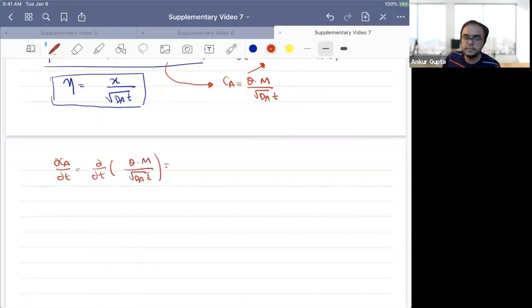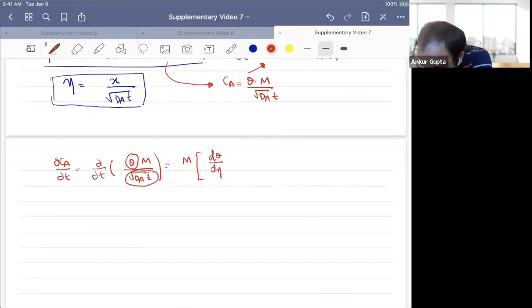And this essentially becomes, so we have two terms with respect to t, one this and one this. So we'll apply a product rule. We can take M out. So we can say dθ/dη, and as we had discussed in class, you will become a bit more familiar with time about how to take these product rules. ∂η/∂t. So this is dθ/dη times ∂η/∂t essentially by doing a product rule, and then 1 by √(D_A t).